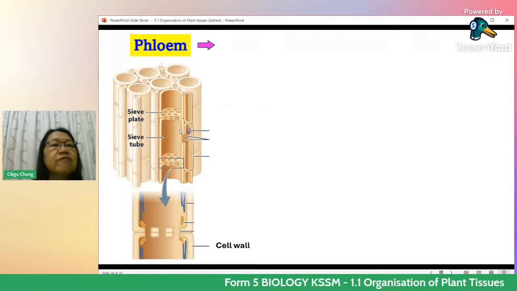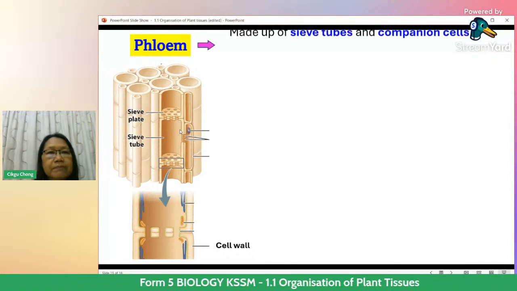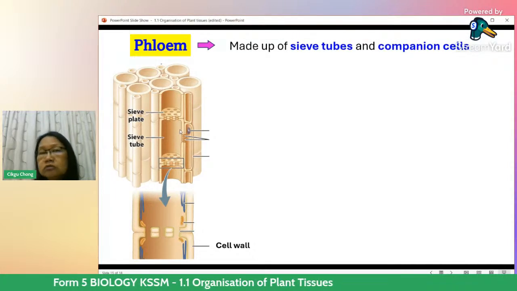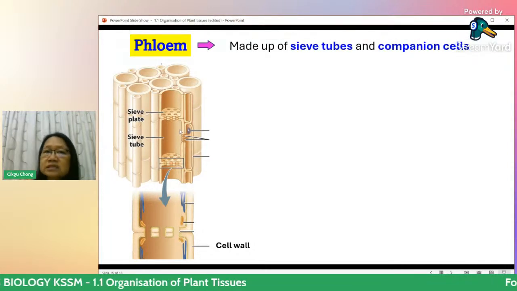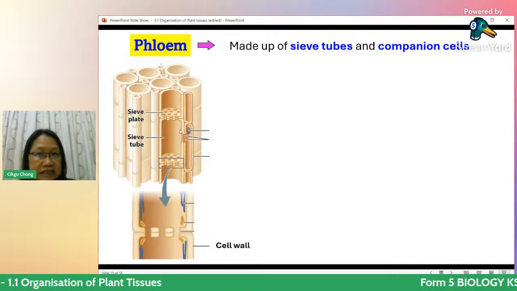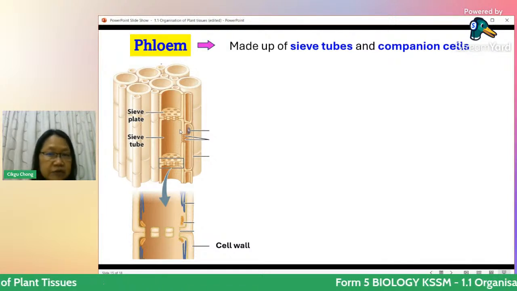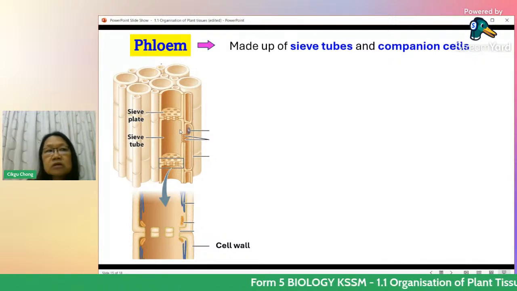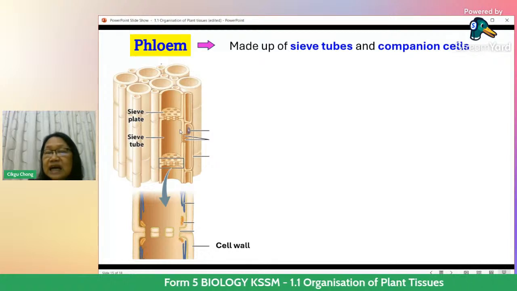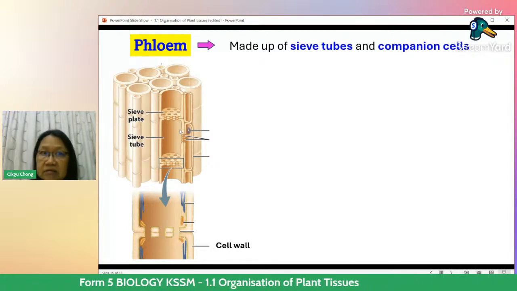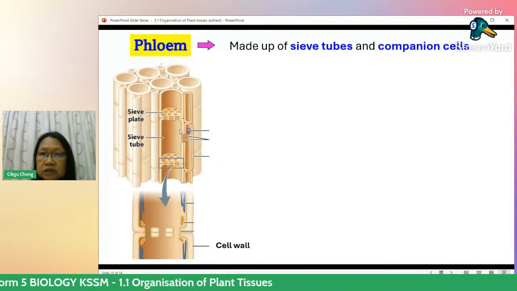Okay, lastly, let's look at phloem now. All right, phloem. So phloem is also made up of two types of tissues. They are called sieve tubes and companion cells. Okay, so sieve tube and companion cell. Just now, for xylem, the types were called vessel, xylem vessel, and trachea. So phloem has two types of cells.